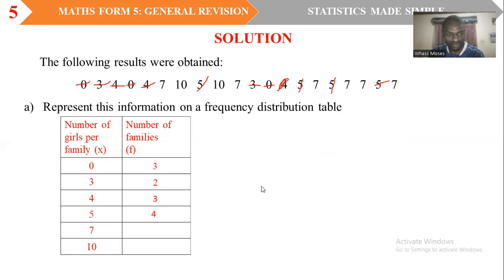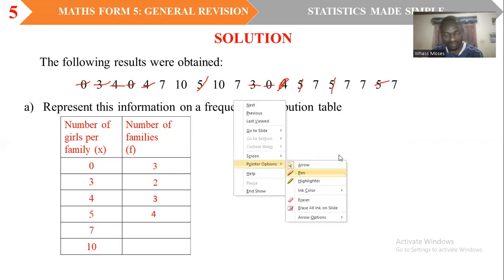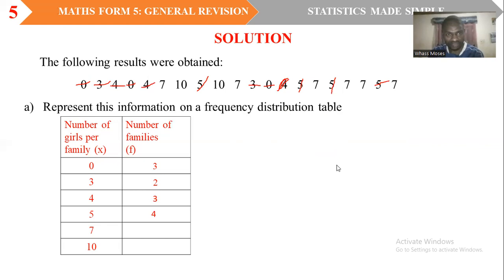Next, we move to the number of families, each having 7 girls. And in a like manner, we still follow the same procedure. We count the number of 7s. 1, 2, 3, 4, 5, 6. So there were 6 families with 7 girls each.